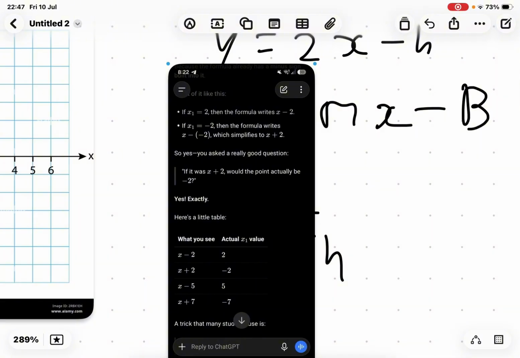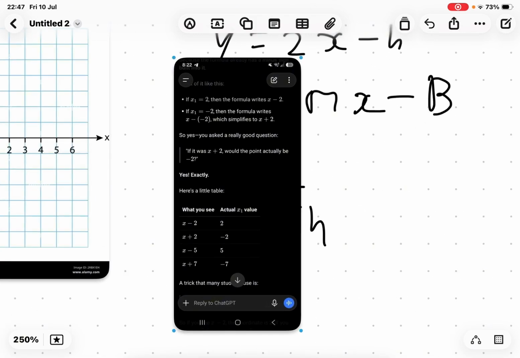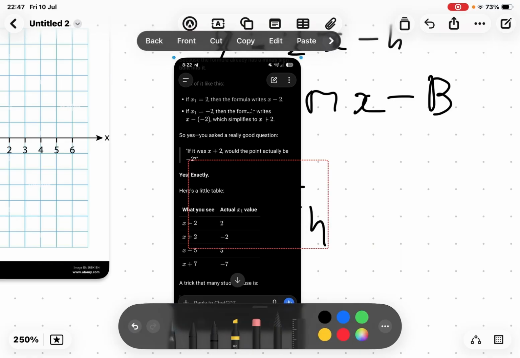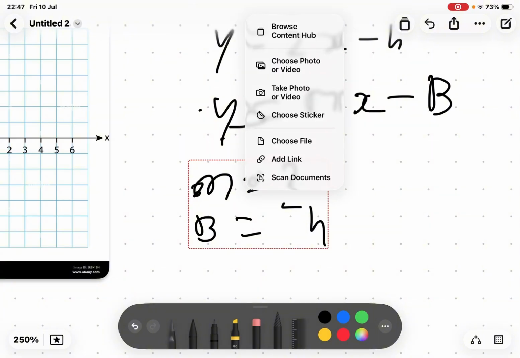Oh no, this is a different thing. Wait, what? Okay. Now, yeah, that's good, isn't it? What do you mean? I swear I sent it also. Okay, let me see. ChatGPT.